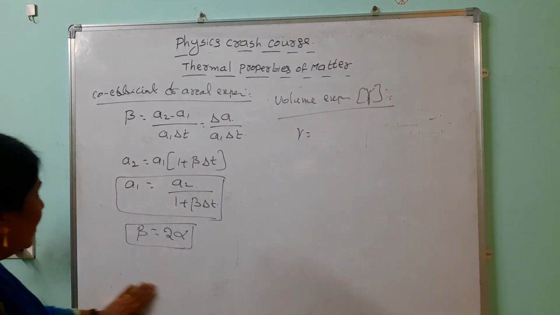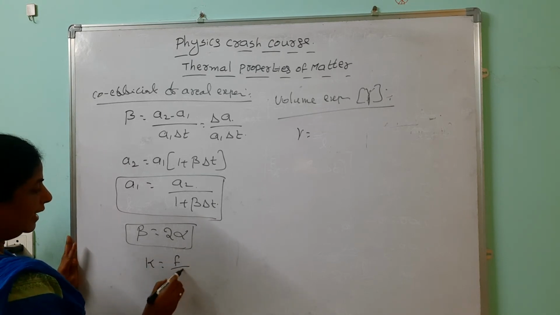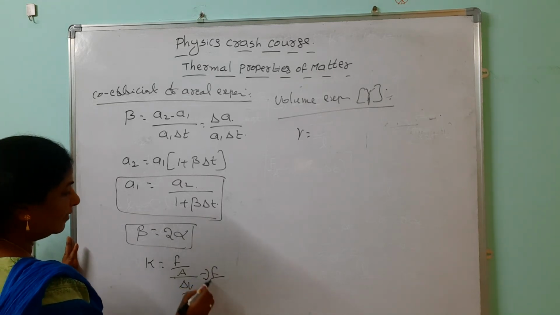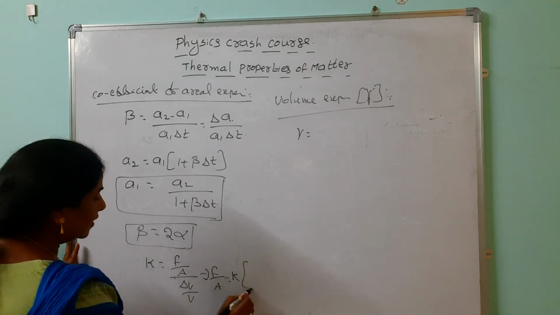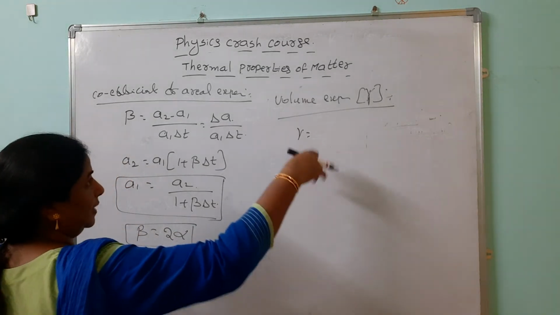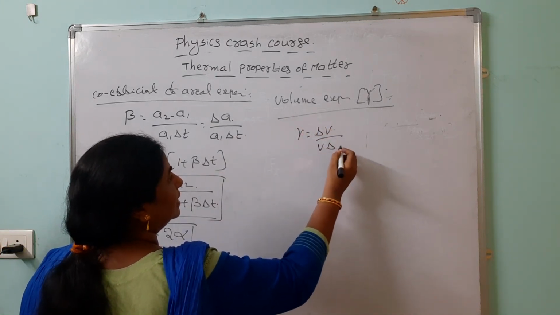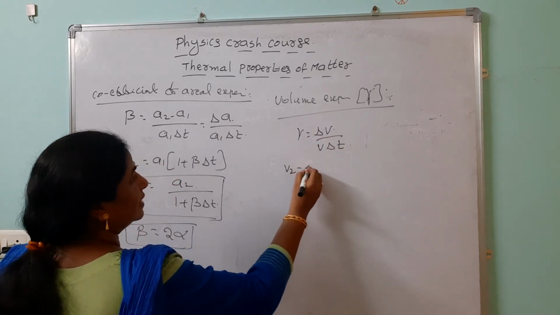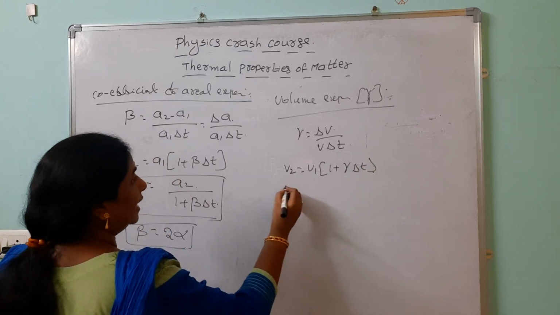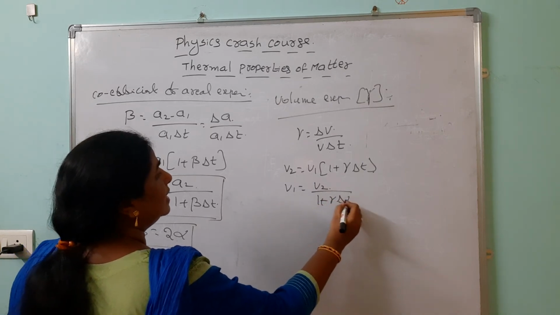So this one we can use in the case of bulk modulus also. Bulk modulus, you know that K equals F by A divided by delta V by V. From this, F by A equals K into, this bulk modulus belongs to volume expansion, the change in volume by original volume into change in temperature. So V2 equals V1 into 1 plus gamma into change in temperature. Then V1 equals V2 by 1 plus gamma into change in temperature.